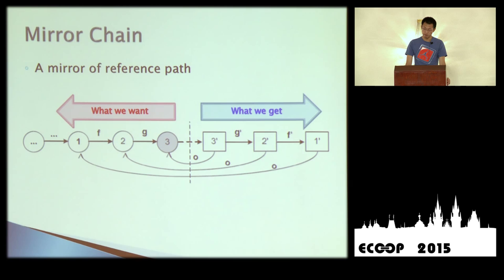But it's very difficult to get this reference path. So we build a mirror for this main reference path. So the mirror is 3', 2', 1'. So when we finish the execution, instead of going back on the main reference chain, we just need to go forward in the mirror chain. So it is much easier and more efficient.